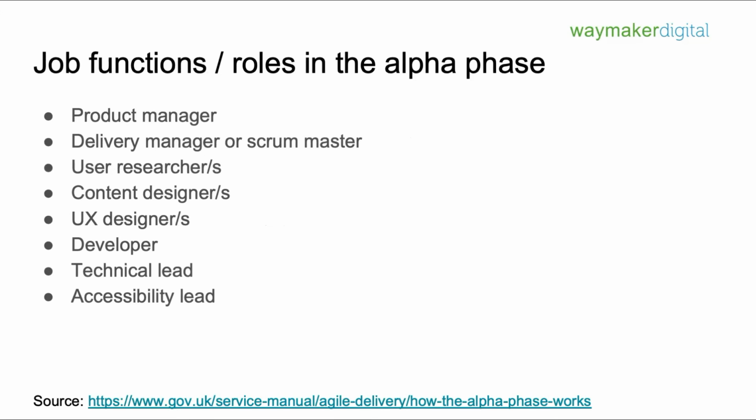In terms of the types of job functions that I believe are relevant in the alpha phase, you potentially will need a product manager, delivery manager or scrum master, user researcher, or more than one potentially, content designers to write content and make sure that the content works for users, user experience designers, or interface designers, or interaction designers, whatever the name is called. There are so many varieties of designers these days, which is quite interesting.